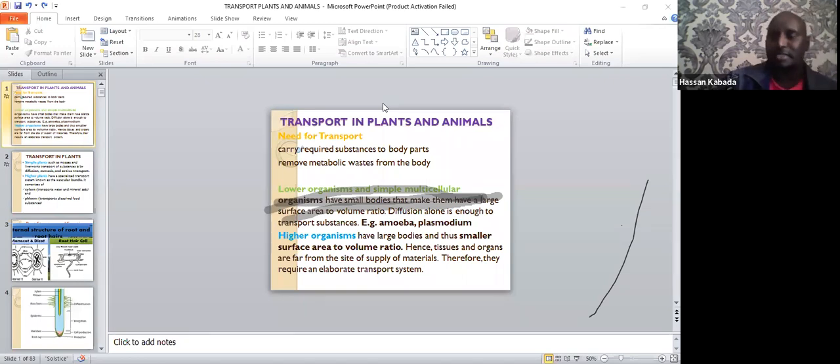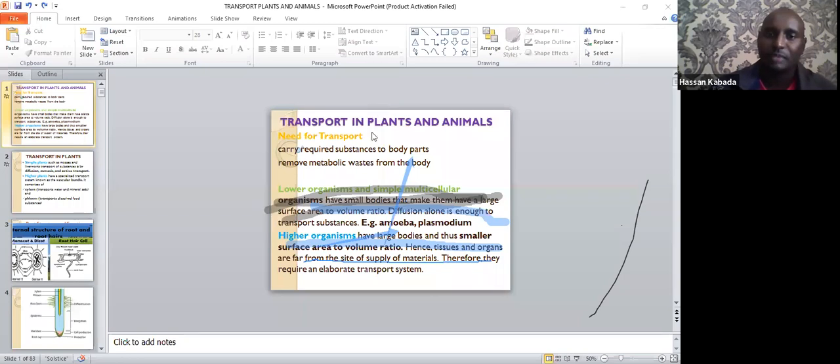The 3 processes, diffusion, osmosis, and active transport, they enable the movement of these materials you're talking about. So that movement is either through osmosis, through diffusion, or through active transport. Those are basically the processes that enable the movement to occur. That does not mean those are the only ones. So movement can occur majorly through those 3 processes.